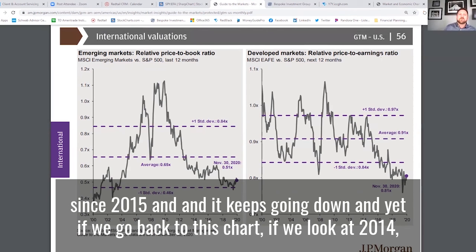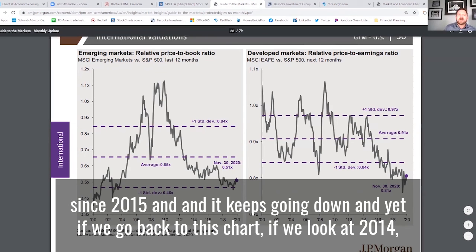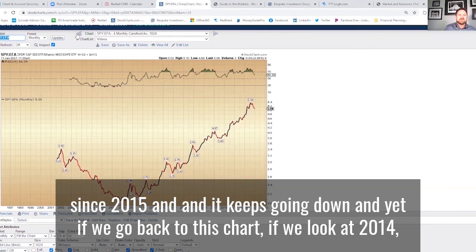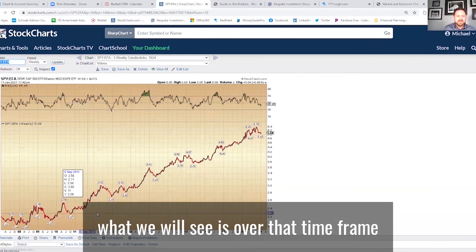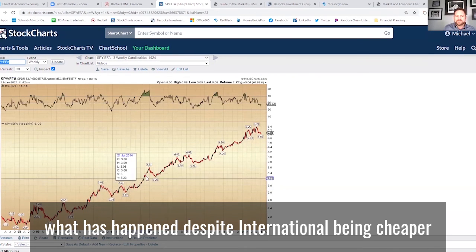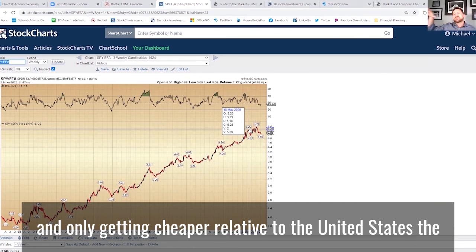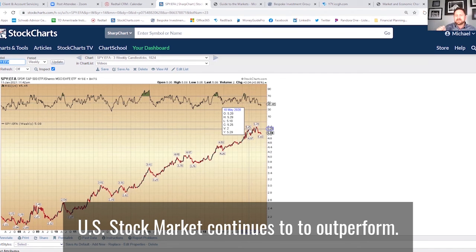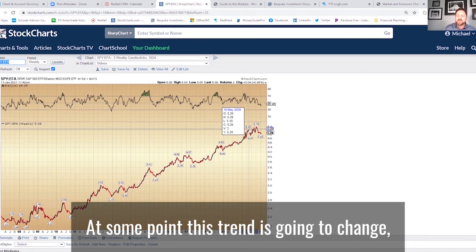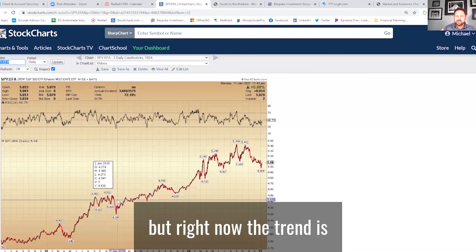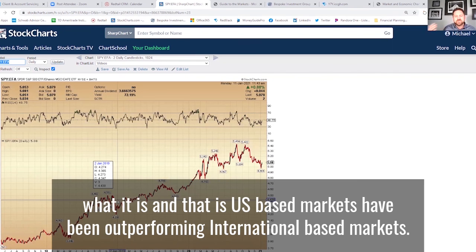And yet, if we go back to this chart and look at 2014, what will we see over that time frame? Despite international being cheaper and only getting cheaper relative to the United States, the US stock market continues to outperform. So at some point, this trend is going to change. But right now, the trend is what it is, and that is US based markets have been outperforming international markets.